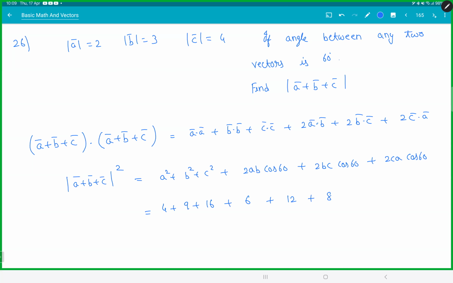I messed up something, I guess. 2AB, this is 3, no? No. A into B, that is 6 only. B into C is 12. C into A is this. Okay, how much is this? 20, 26, 30, 30 and 16, 46, 46 plus 9, yeah, 55. This is mod of A plus B plus C squared. Therefore, mod of A plus B plus C is root 55. Is that clear, everyone?